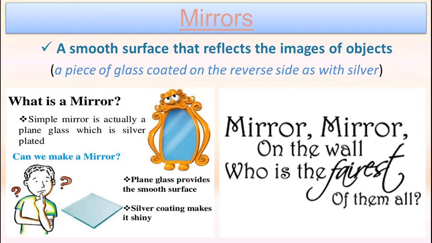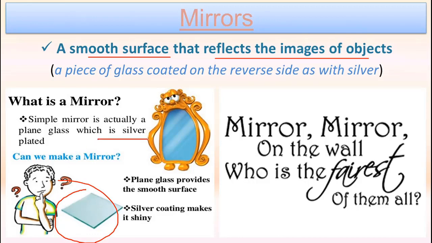Remember, students, that we can use the laws of reflection for regular as well as irregular reflection. But mostly we study regular reflection, where we can obtain a regular and even reflection. The very best example is a mirror. What is a mirror? A mirror is a smooth surface that reflects the image of an object. How can we make a mirror? To make a mirror, we need a plain transparent glass sheet and just coat one side of it with silver or mercury.